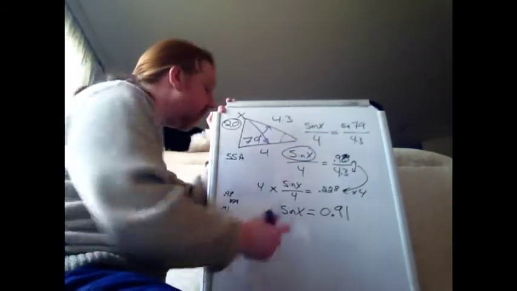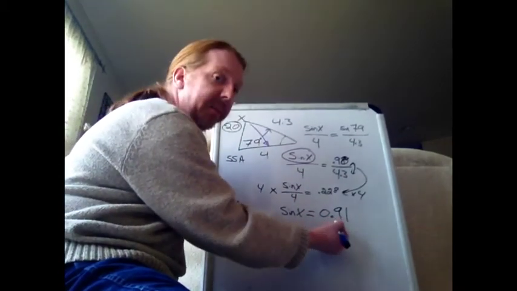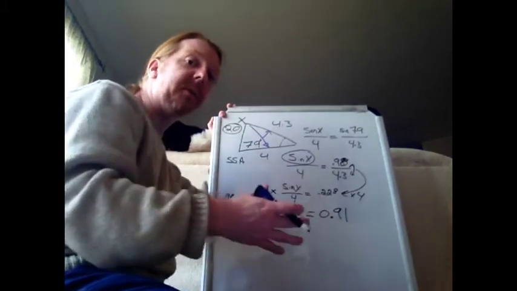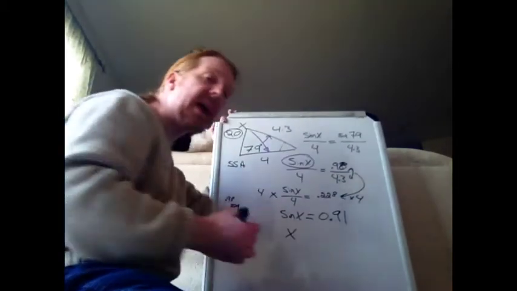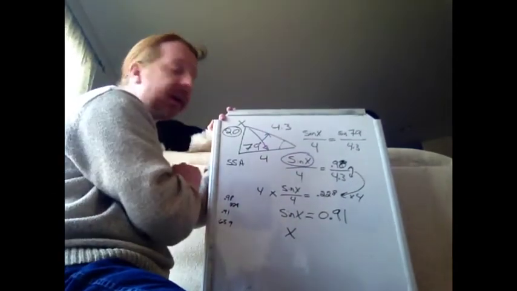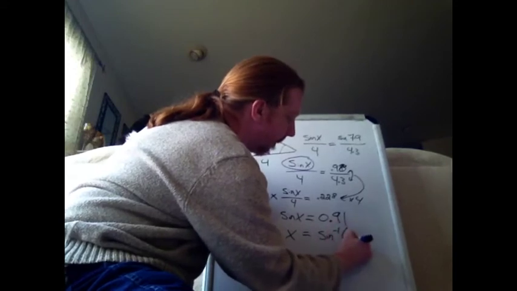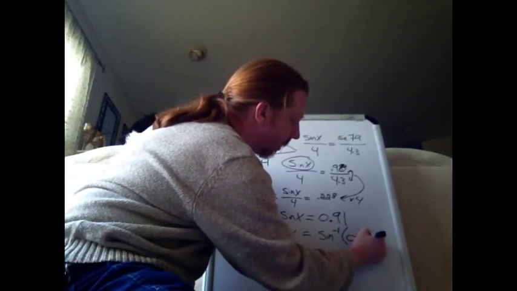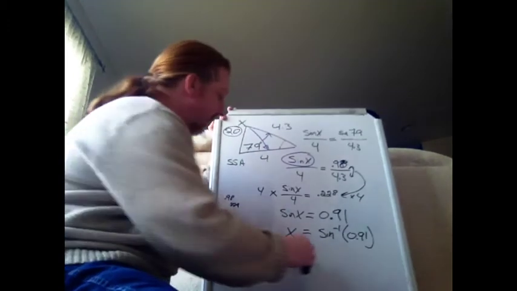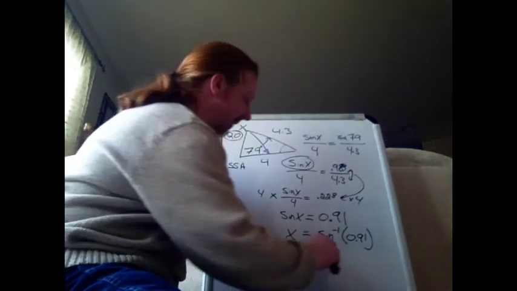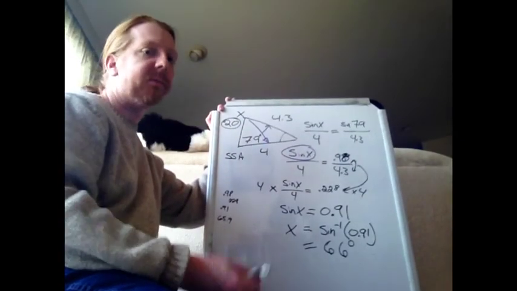Now what that tells me is that I want some angle that when I take the sine of it, I'm going to get 0.91. So what I'm going to do for that is do the inverse sine. That is to say that my angle x, this angle x up here, is going to equal the inverse sine of 0.91. And according to my calculator, that's going to be about 66 degrees, give or take.